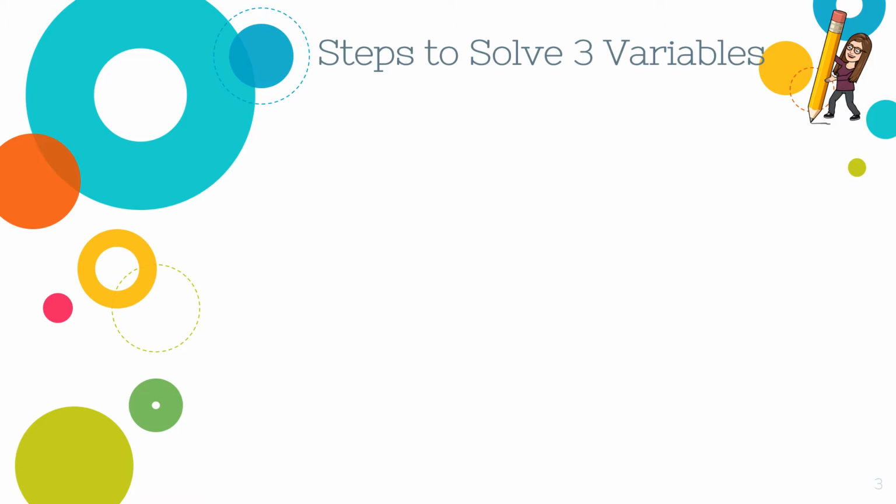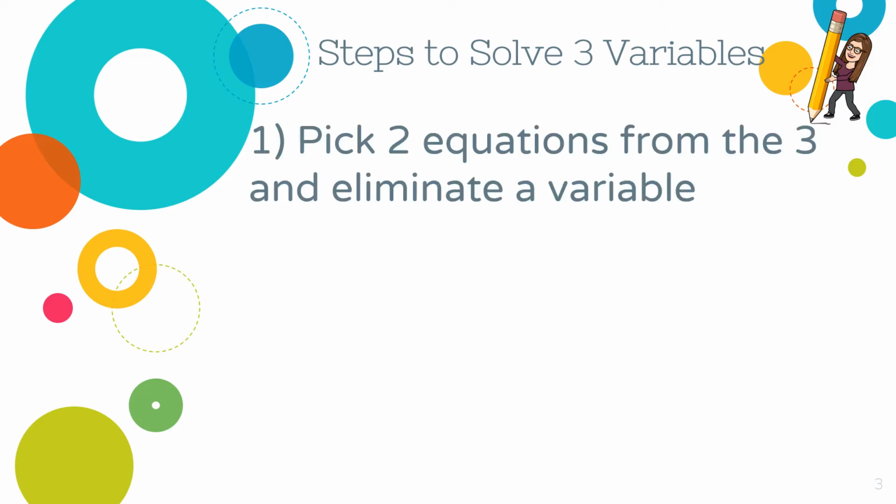Now in your notes, we're going to talk about steps to solve 3 variables. The first thing we're going to do is pick 2 equations out of the 3 and eliminate a variable. Now there's some strategy here, right? You want to pick maybe a variable that'll cancel on its own. You want to pick maybe 2 equations where the coefficient is the same in front of a variable. So be careful with that step. There's some strategy to make your life easier.